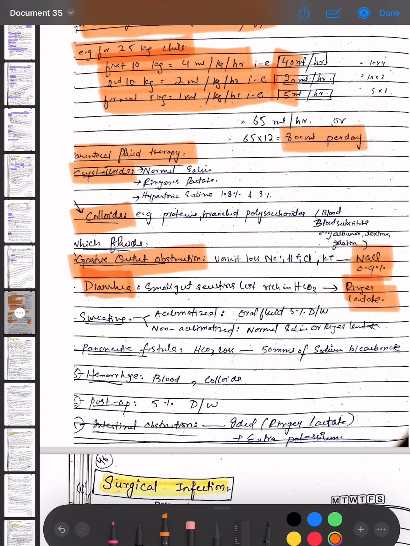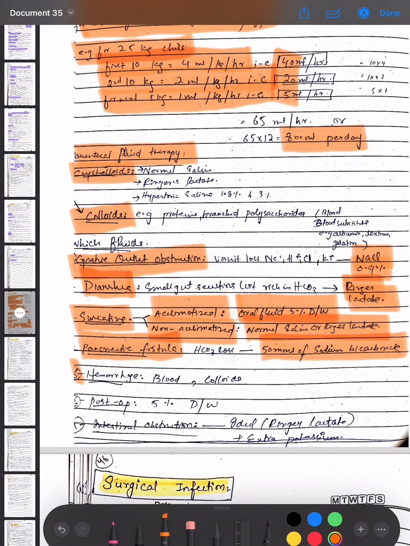In sweating, there is acclimatized and non-acclimatized. In acclimatized, oral fluid or 5% dextrose water is required, while in non-acclimatized, normal saline or Ringer lactate is required. For pancreatic fistula, HCO3 is lost, so 50 mm of sodium bicarbonate is given.